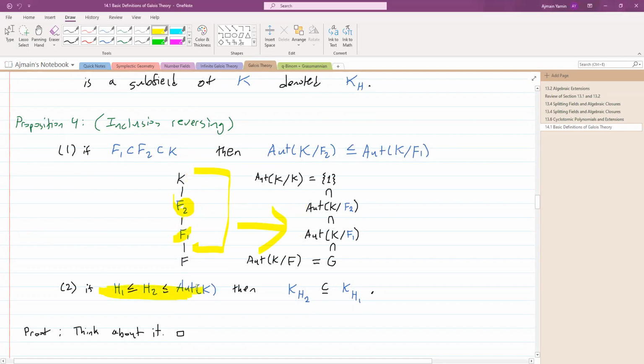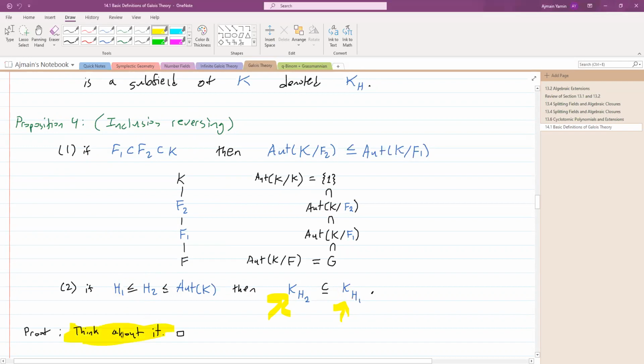And then if you have subgroups H1 containing H2, then the fixed fields are included in each other, but in the reverse direction. And why should this be the case? If you have an element in this field, it's going to be fixed by everything in here. Since this is a subgroup of that, it's going to be fixed by everything in here. So it's also in here. So everything in here is in here.